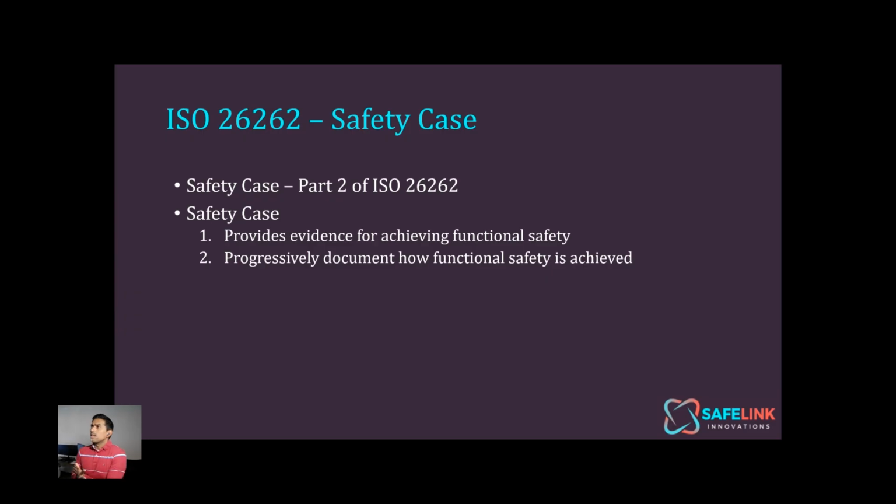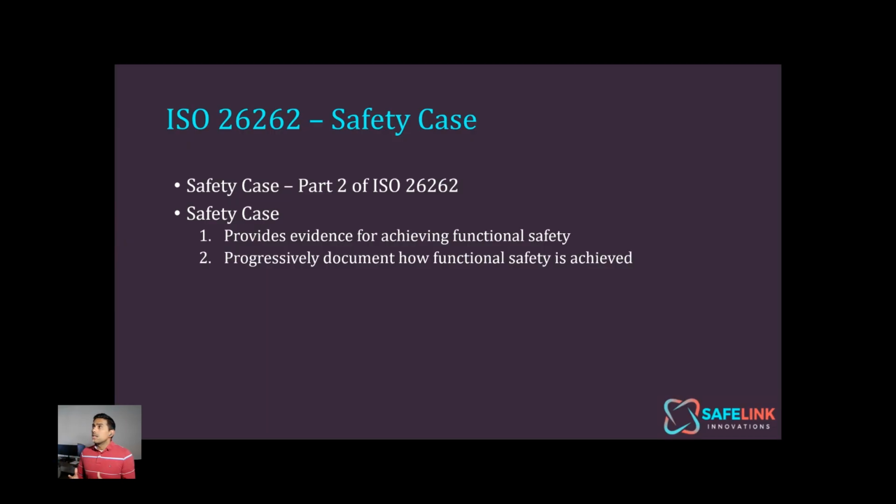The safety plan is essentially a plan as to what we're going to do to achieve functional safety. The safety case is a document saying what we have achieved, what we have done to achieve functional safety. During the process of development of a product, we're going to do a lot of design activities, create a lot of requirements, do a lot of safety analysis, and do a lot of software development and testing.